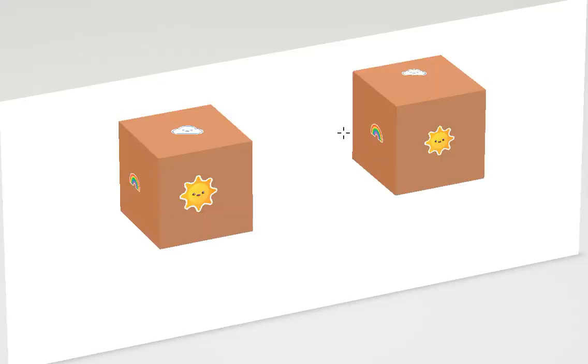See, I have taken two cubes, and on three faces of the cube I have drawn some symbols: sun, cloud, as well as rainbow. So there are two cubes. Now what I want to check is whether a bar plus b bar is equal to b bar plus a bar in the case of rotation.